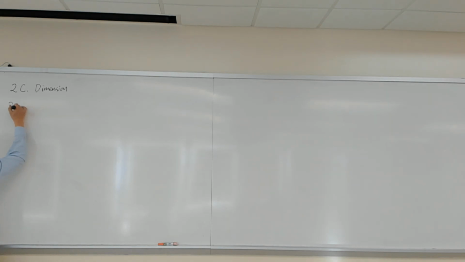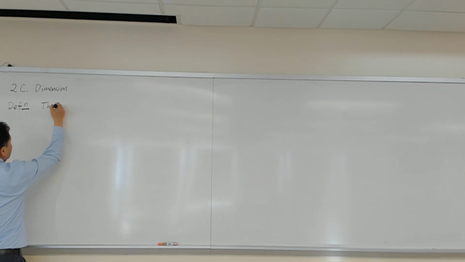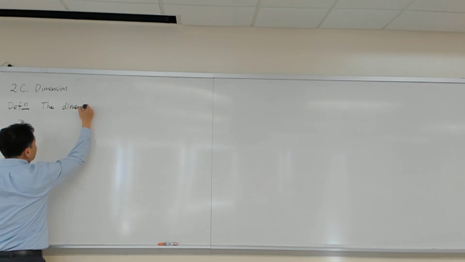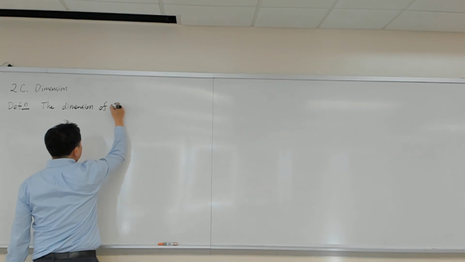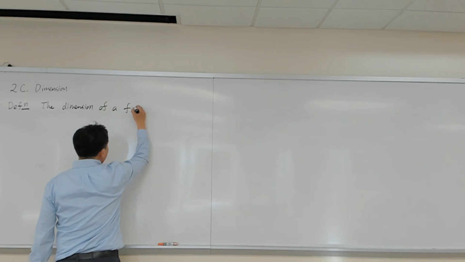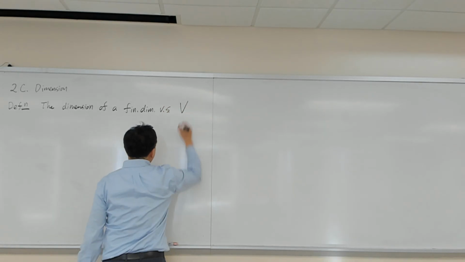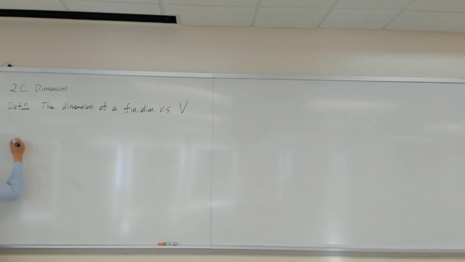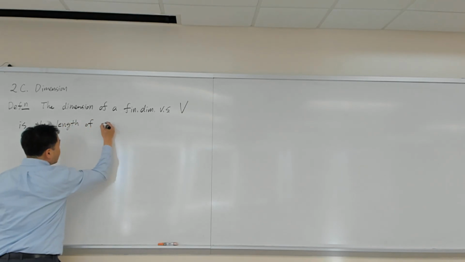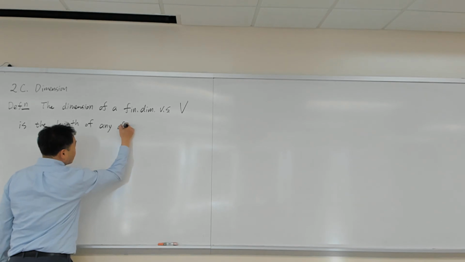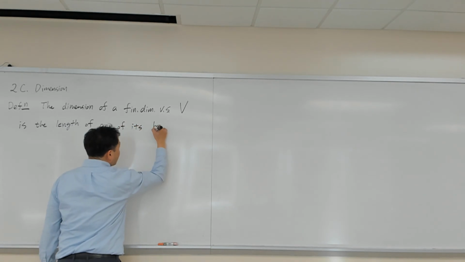Let's define the dimension of a finite dimensional vector space V is the length of any of its bases.